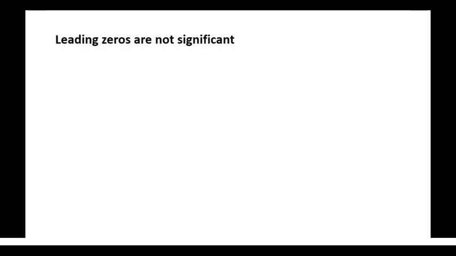Finally, the initial zeros or the leading zeros are not significant. For example, 0.00453 has three significant figures. The first three zeros, the one before the decimal and two after the decimal, are not significant. Note that this number does not have any trailing zeros.